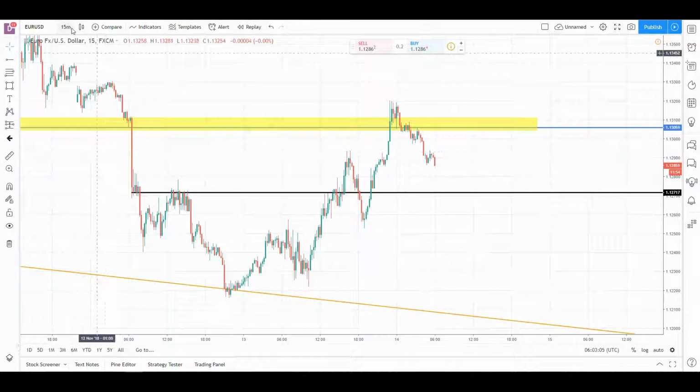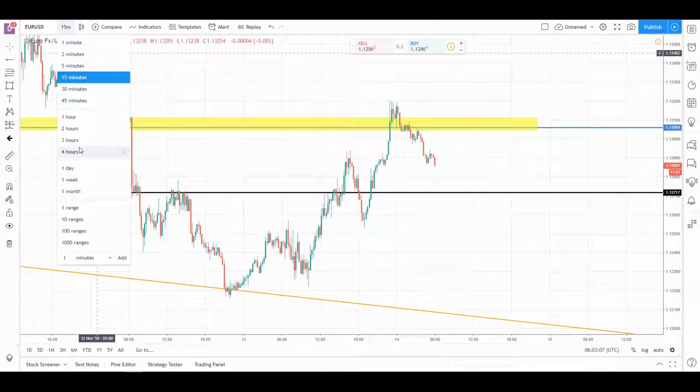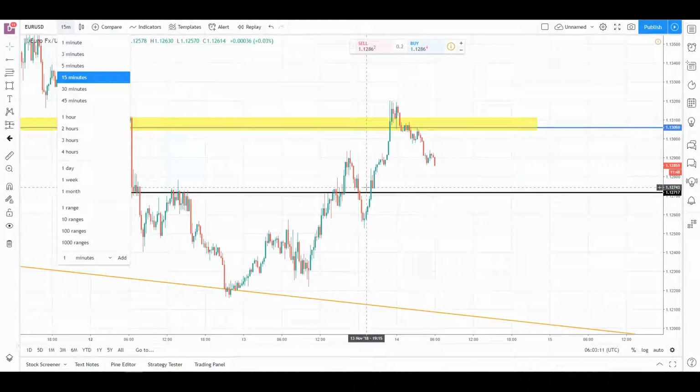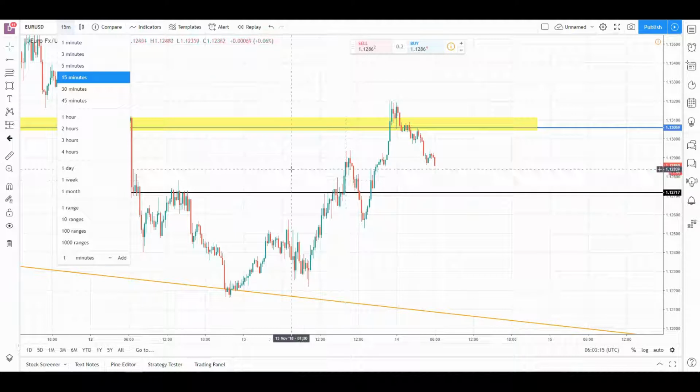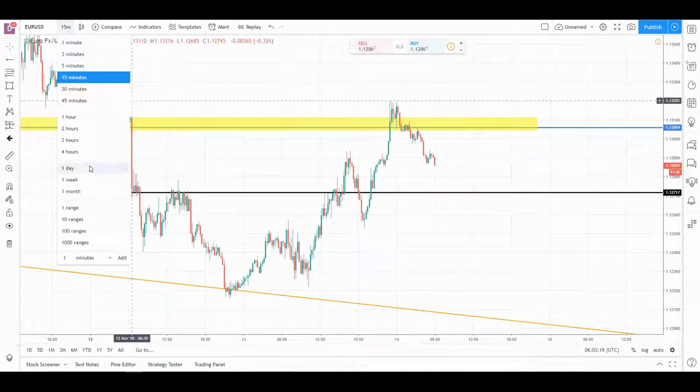Now let's move into the trades. I've got 3 trades open: Euro USD sell, Euro AUD buy, and Euro AUD USD sell. But I'm going to be going over all of my trading list for you guys.